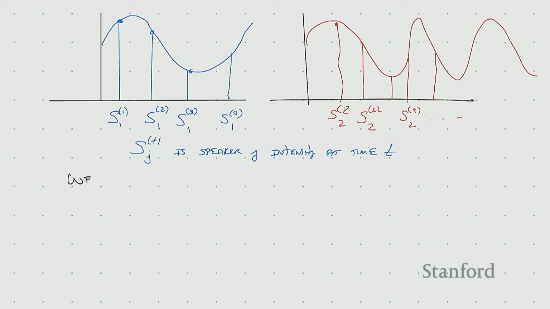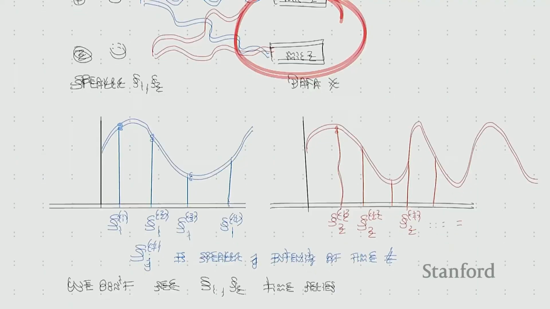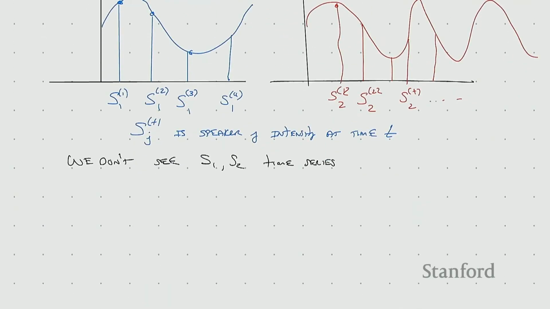We don't see S1 and S2's time series. Right? We get to see the microphones. Only XT1 and XT2, which are sampled at the microphones. Okay? So far, so good?